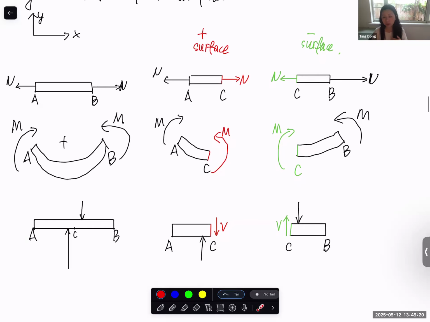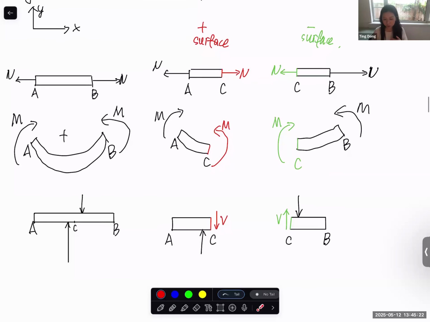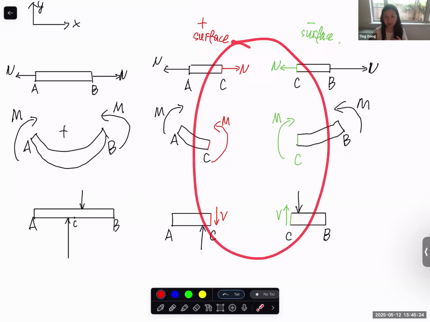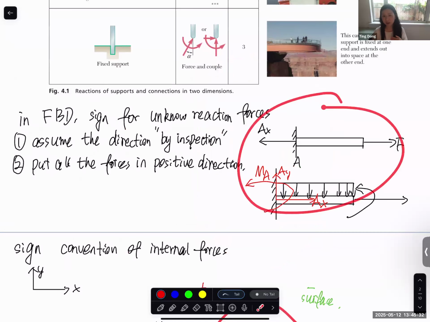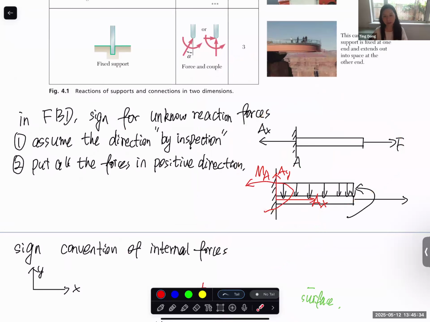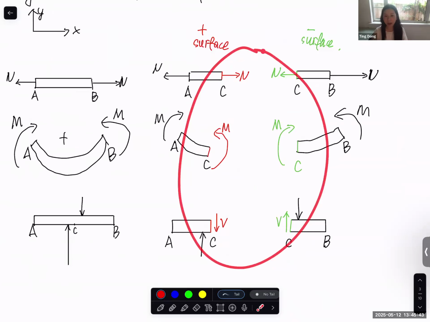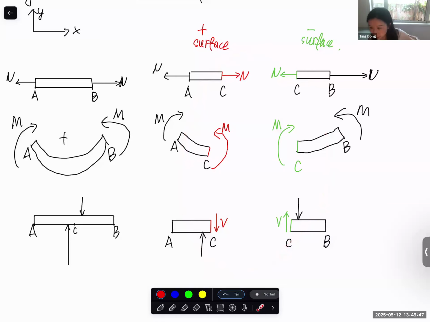This is very important because when you do the free body diagram, you do need to put the correct direction of the internal force on the free body diagram. This is not like the reaction force. For the reaction force, it doesn't matter, because if you calculate a positive or negative value and combine it with the pre-assumed direction, you always get the correct direction of the reaction force. But this one has to be in this way.